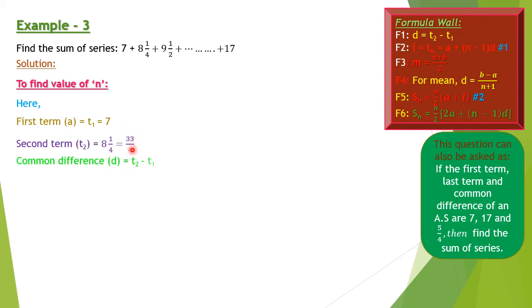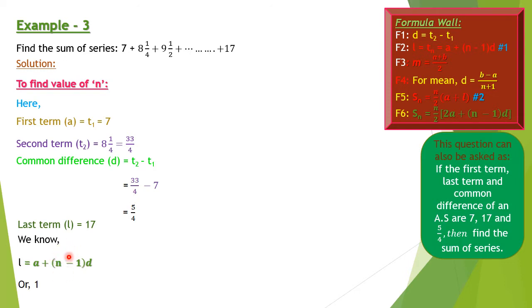And common difference d is equal to t2 minus t1. As you know, our t2 is 33 by 4 minus t1, which is 7. So on subtraction, 5 by 4 is our common difference. Last term L is equal to 17. So we can use formula 2, that is L is equal to a plus (n minus 1)d. We have the value of L, the value of a, and the value of d also. So we can easily find the value of n.